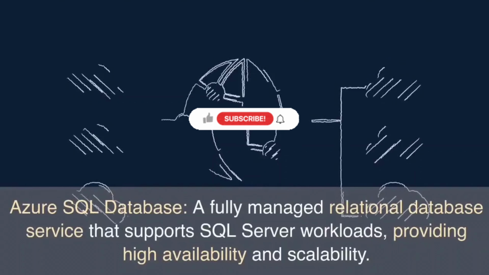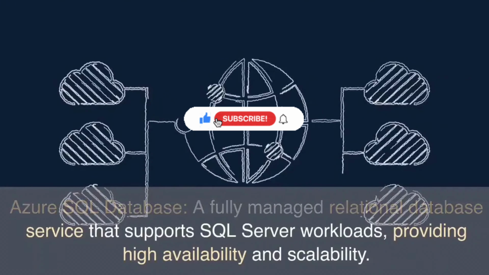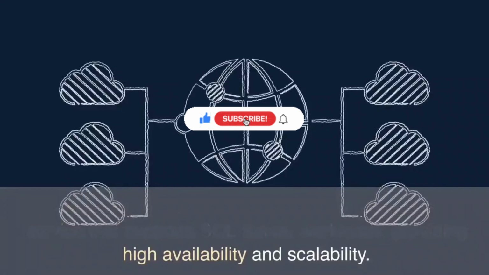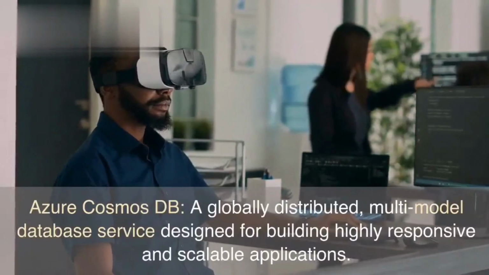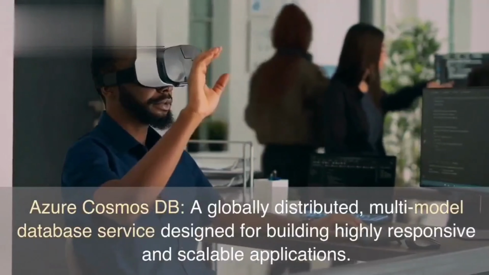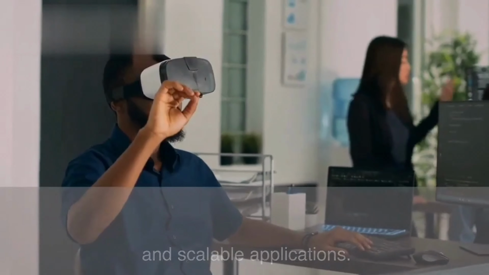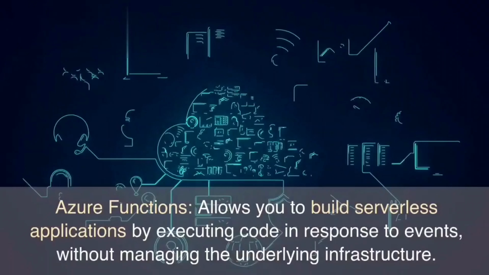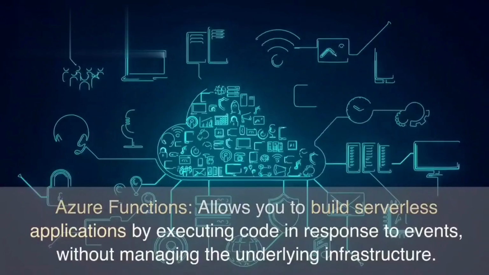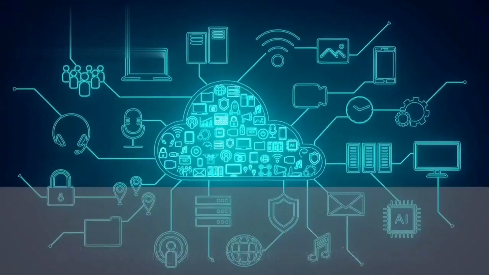Azure SQL Database, a fully managed relational database service that supports SQL Server's workloads, providing high availability and scalability. Azure Cosmos DB, a globally distributed multi-model database service designed for building highly responsive and scalable applications. Azure Functions allows you to build serverless applications by executing code in response to events without managing the underlying infrastructure.